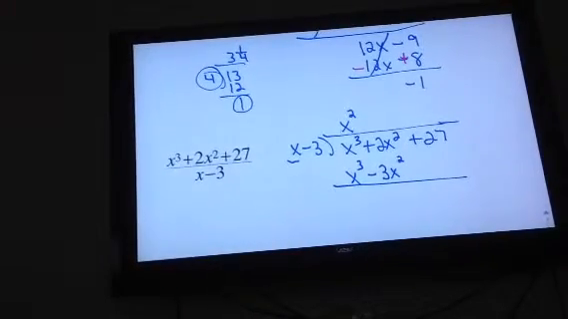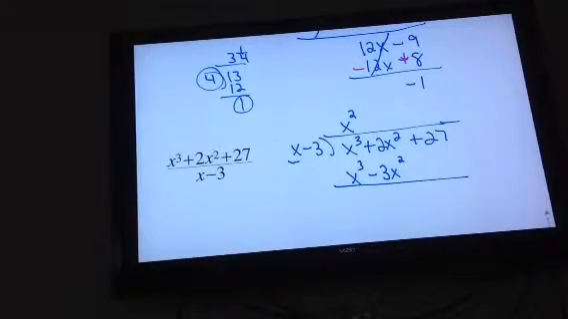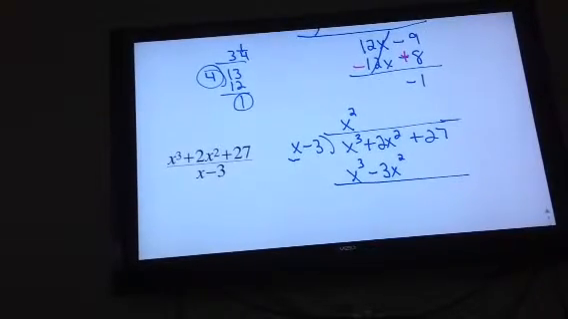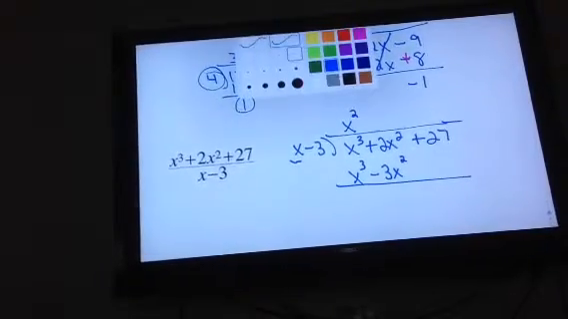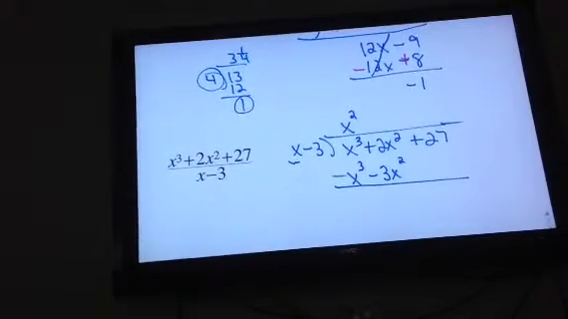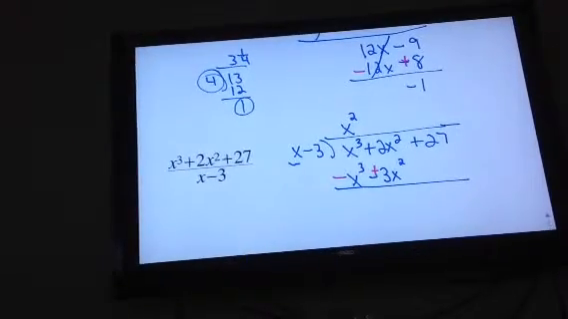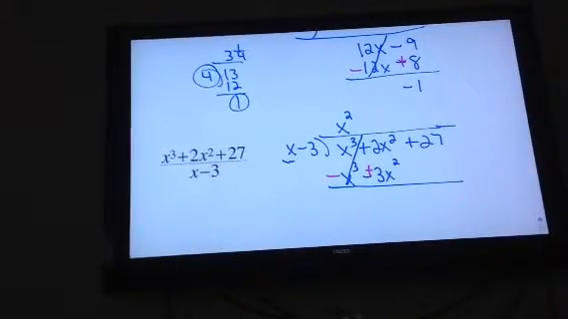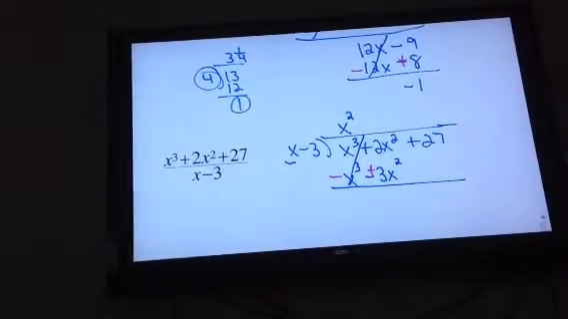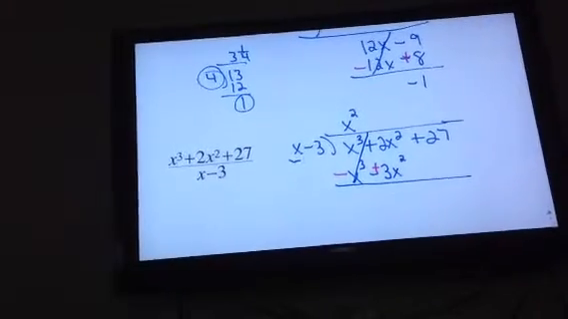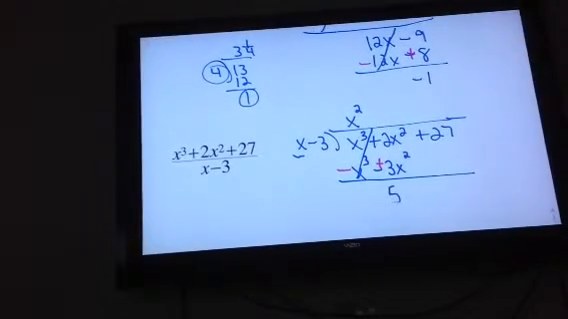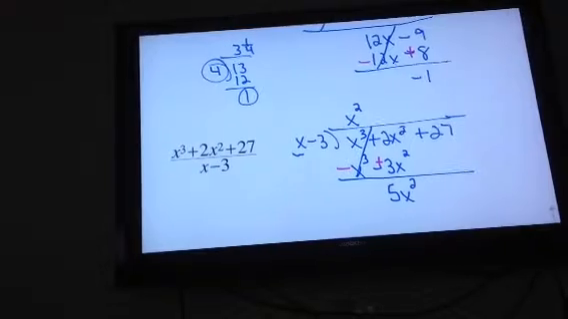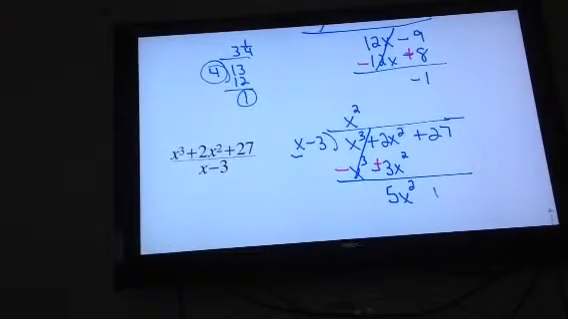I told you I would be very repetitive, so here it comes again. At this point, you're subtracting. Subtracting is the same thing as changing the signs and adding. So I've changed my signs. My first terms cancel, as they always should. If they don't, you've done something wrong. And then positive 2 and positive 3 give me positive 5x squared. And I bring down my next term.